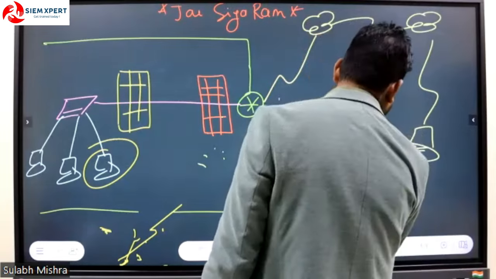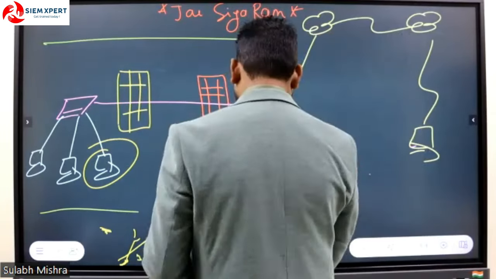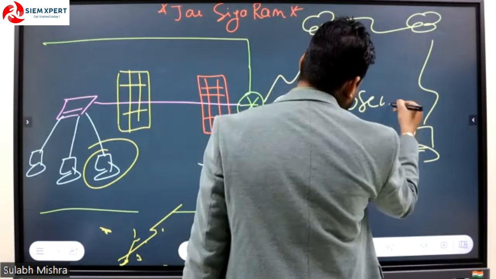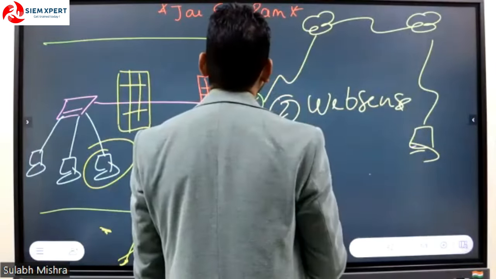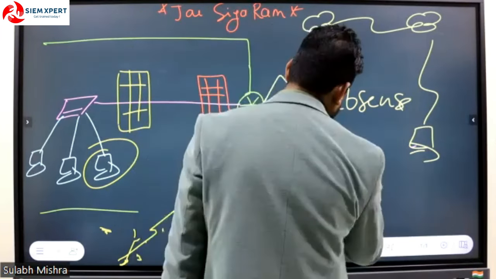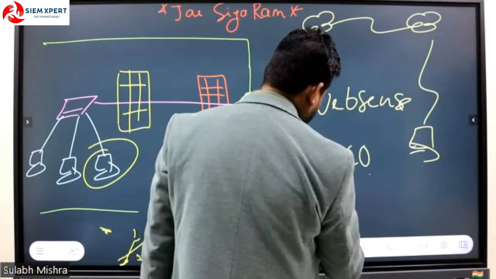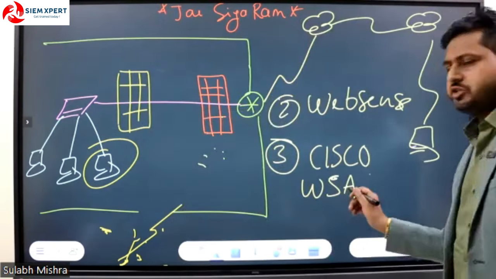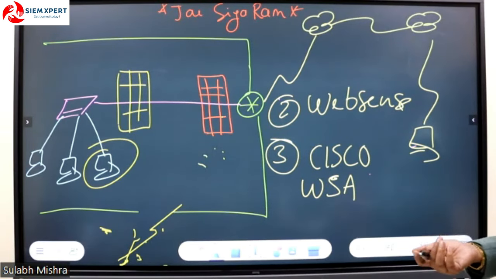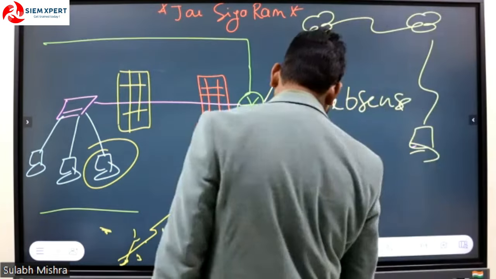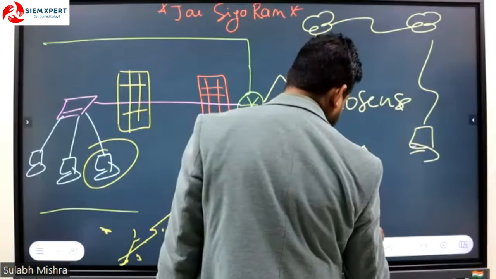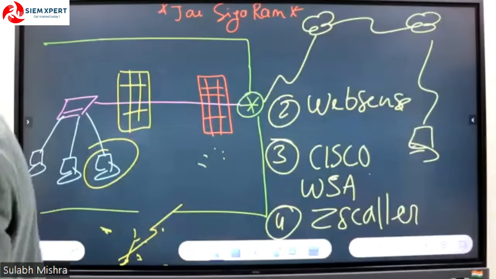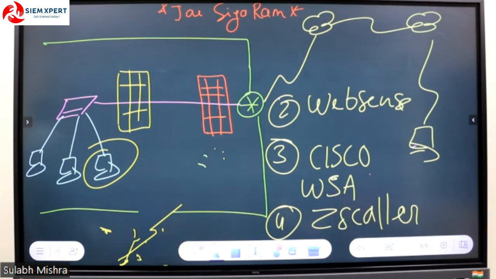So Bluecoat Proxy is one of the leading vendors. Apart from that, you have Websense, also a famous solution. You have Cisco Web Security Appliance, Cisco WSA. Cisco WSA means Cisco Web Security Appliance. Web security means website security, right? Again, same proxy only. Zscaler also has one, Barracuda. There are so many other vendors, but these are some of the famous vendors which provide the proxy solution.